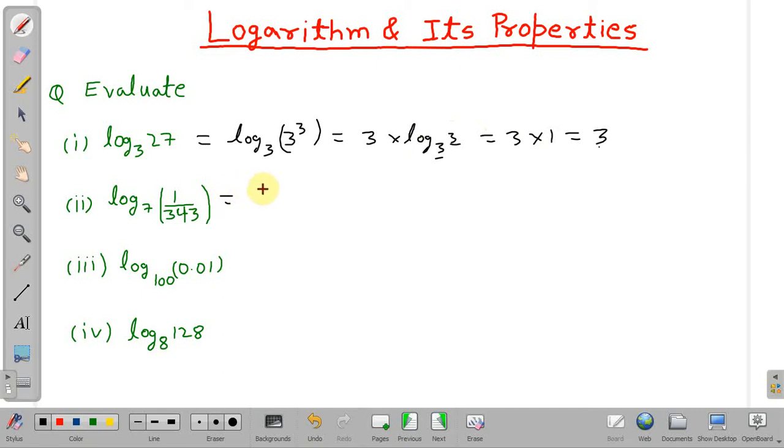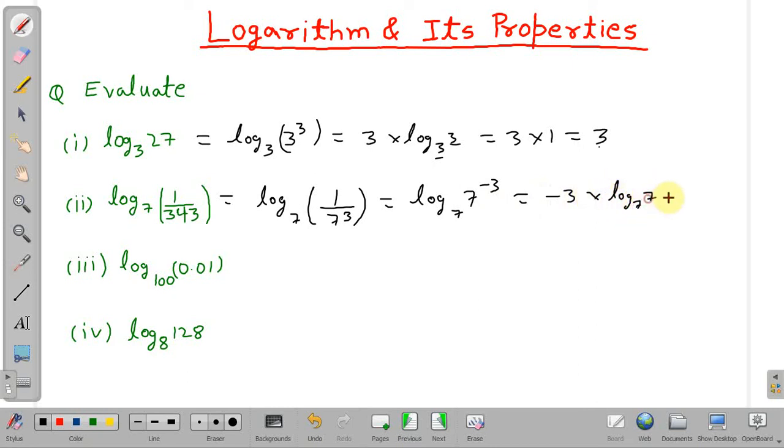Next one, log 1 by 343 with base 7. It can be written as log of 1 by 7 to the power 3 with base 7, which is log 7 to the power minus 3 with base 7. The power will be multiplied with the log and come in front: minus 3 into log 7 with base 7. So log 7 with base 7 will be 1, and minus 3 into 1 is equal to minus 3.